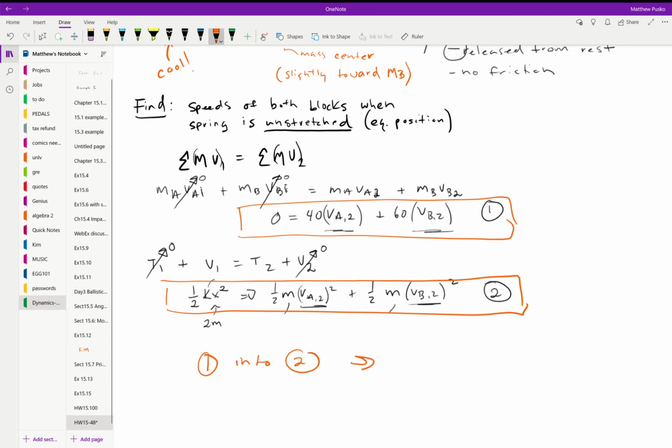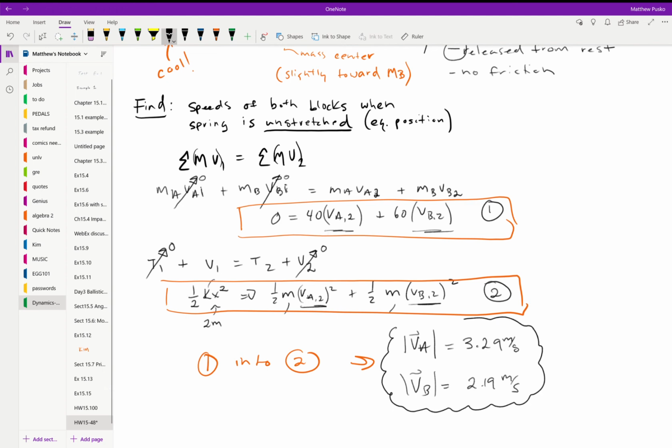will give me a velocity for A with a magnitude of 3.29 meters per second, and the magnitude of the velocity of B as 2.19 meters per second. Alright, kind of fun problem.